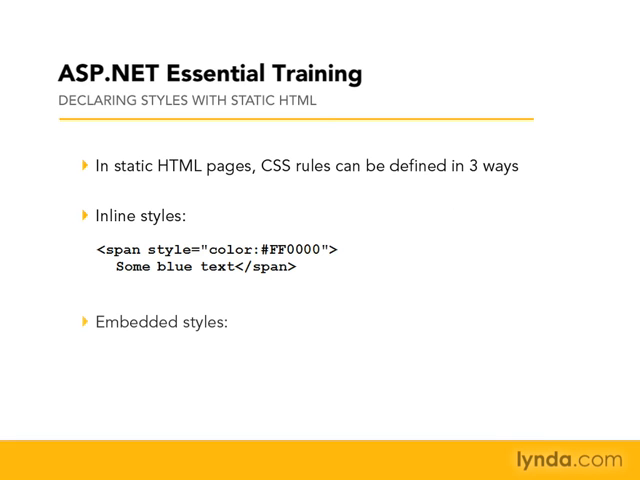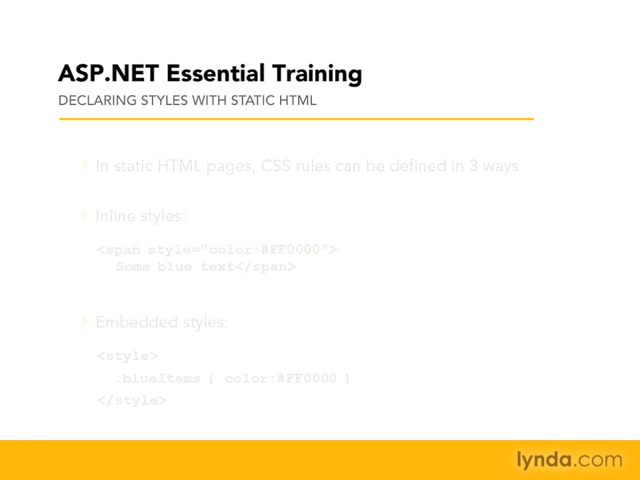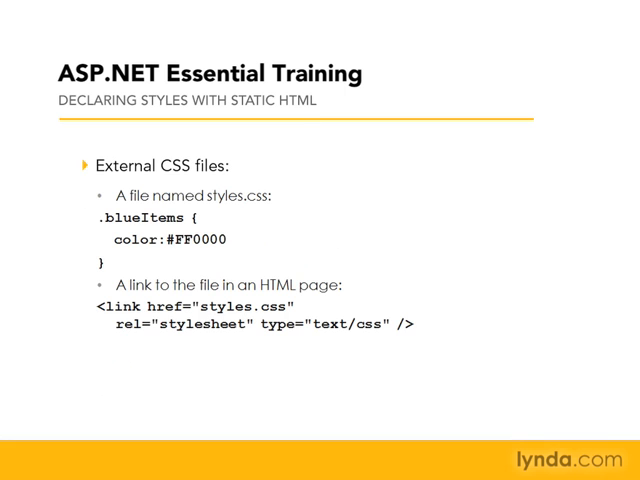You can also embed your style rules in a web page using the style tag, as shown next. In this example, a style sheet class called blue items is declared, and then that class is applied to HTML elements with the class attribute. Here's another example of the same class, but this time placed in an external style sheet, and then linked to an HTML page with the link element. Again, these are approaches that are used in static websites.